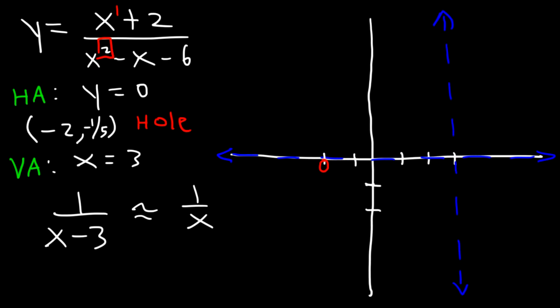If you want to find another point, we can also find the y-intercept. What is the y-intercept of this function? To find a y-intercept, replace x with 0. So if we plug in 0, this is going to be negative 1 over 3. So this is like the y-intercept. Now let's graph it.